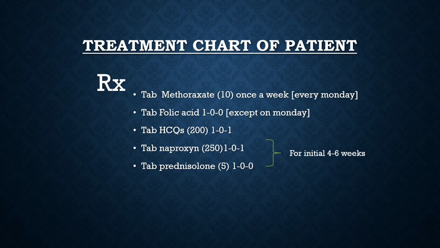Naproxen and prednisolone we have to give for 4 to 6 weeks because methotrexate requires 4 to 6 weeks for its action. So during this time we have to give the naproxen and the prednisolone. As the patient becomes asymptomatic, then we can stop the naproxen or give it SOS, and we can stop prednisolone. We have to continue the methotrexate, folic acid and HCQS lifelong for the treatment of rheumatoid arthritis.